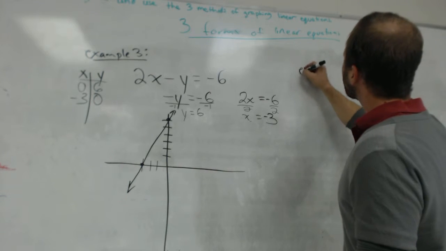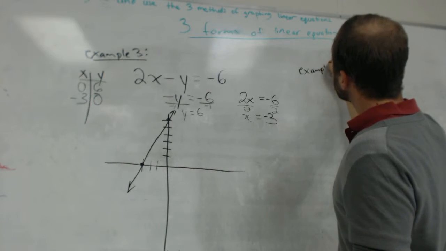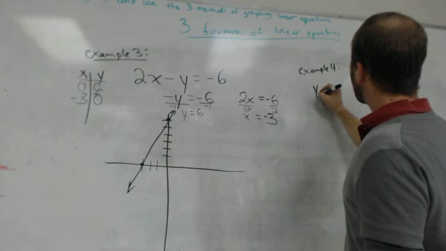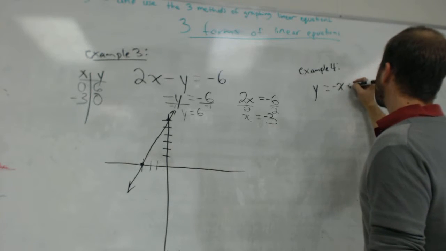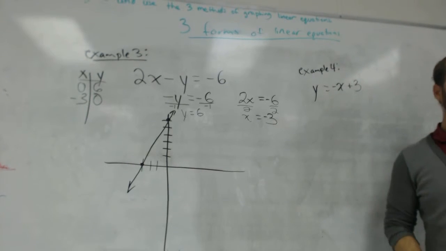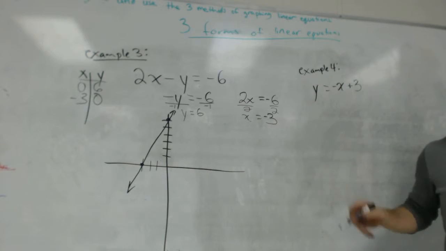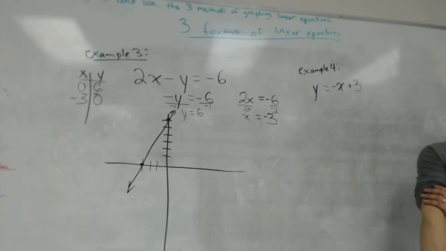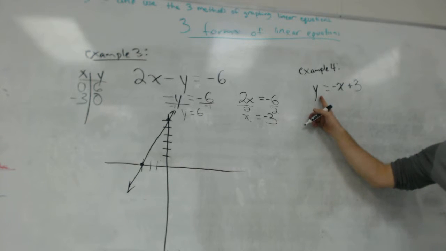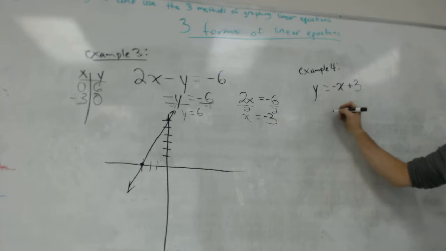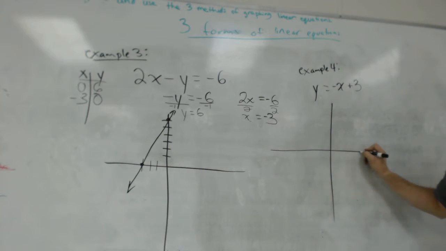Right, example 4. y equals -x plus 3. What form is that in? Standard. I mean point slope. Slope intercept. This is called slope intercept form. How do we know this is slope intercept form? Because the y equals. Okay, what's the first step to graphing this?